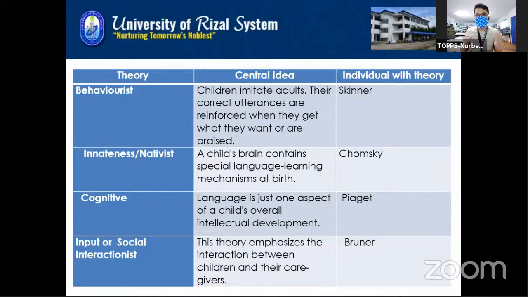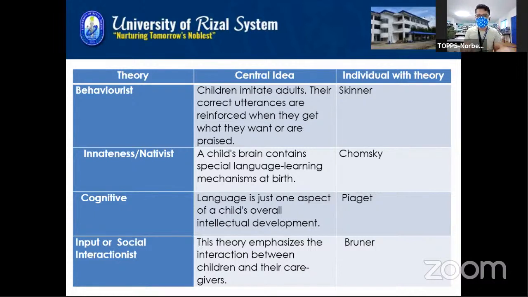So here, just to give you a brief central idea of these four theories that we'll be focusing on, we have the behaviorist theory: children imitate adults. Their correct utterances are reinforced when they get what they want or are praised. So we'll be dealing with them further as we go through our discussion. And the theory that we'll be focusing on here is the theory of B.F. Skinner.